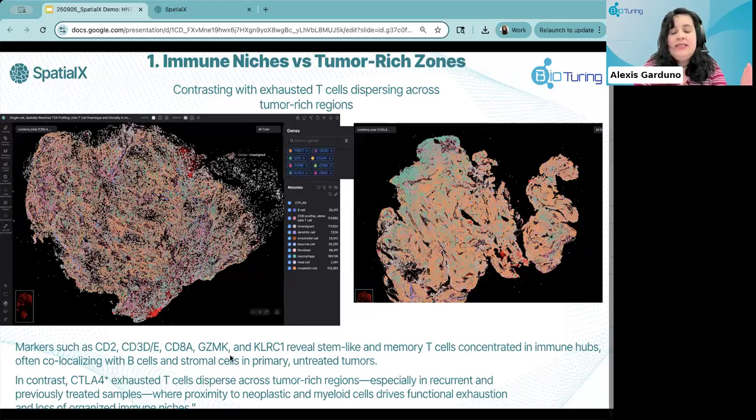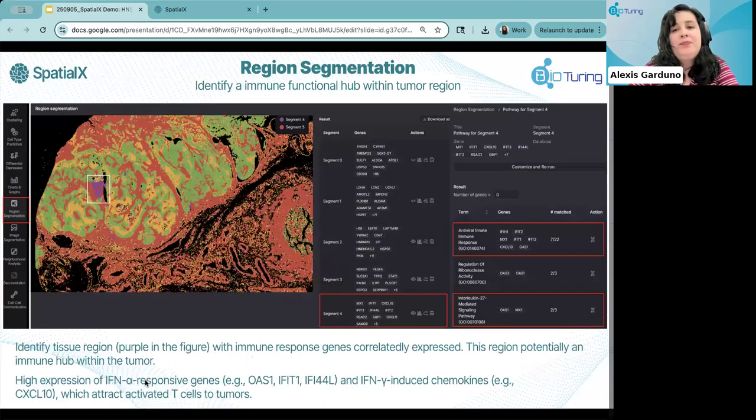Whereas if we look at the CTLA-4 target, this is mainly within these exhausted T cell regions within tumors that are reoccurrent from these patient samples. So again, this is the initial analysis that you can perform to understand these results.